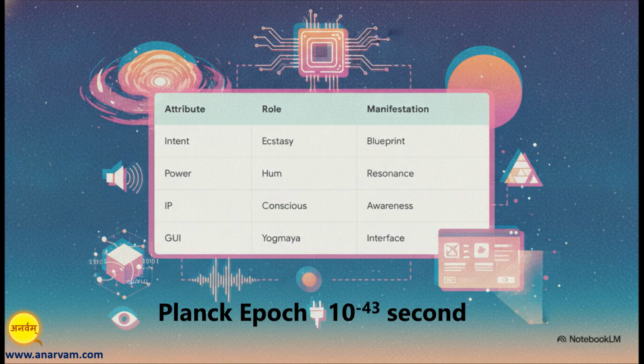First, we have ecstasy, which is essentially the user's intent, or the qualitative blueprint. Next up is the Hum, a primordial resonance that acts as the universal power source. Third is consciousness, functioning as an IP address, or identity marker for fundamental awareness. And finally, there's Yagmaya, acting as the reality observer interface, basically a system GUI to create those early perceptions of bliss, soul, mind, and energy forces.